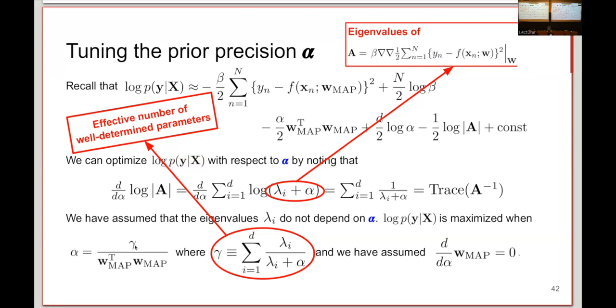Imagine that your data doesn't really say much, or your parameters are kind of loose. Then gamma is going to be close to zero. This means that the noise precision is going to zero, and then it means that your prior variance should be larger. Your data is not really saying much, so you could have a larger prior variance in that case.